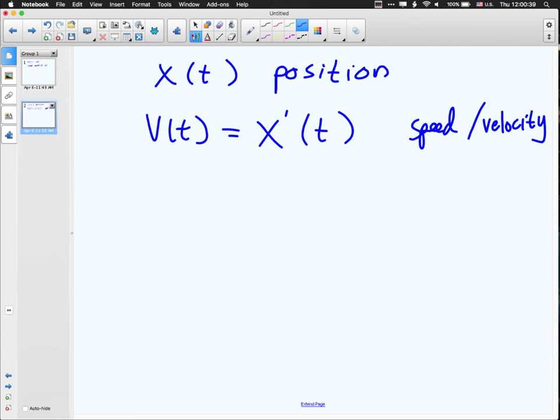And what's the third thing that we care about? The double prime, what do we call that? Acceleration. So that's v prime of t, also known as x double prime of t.